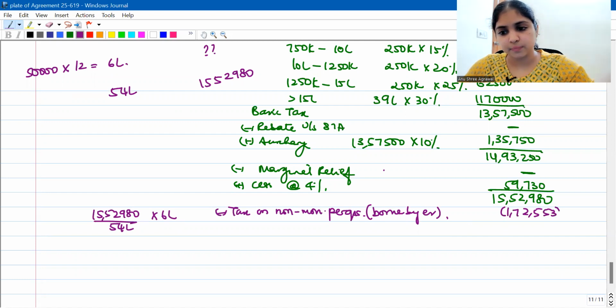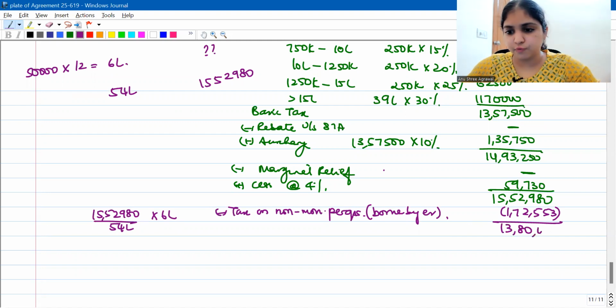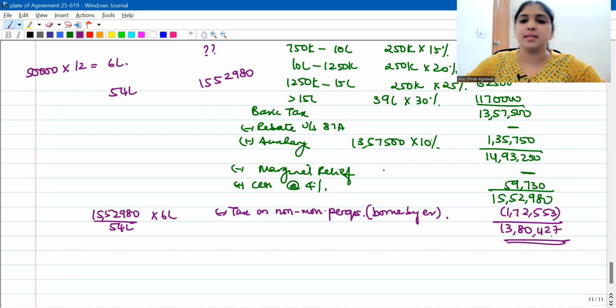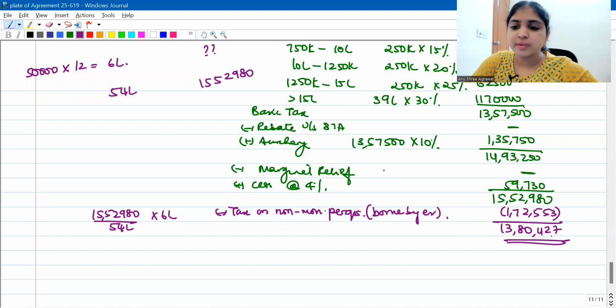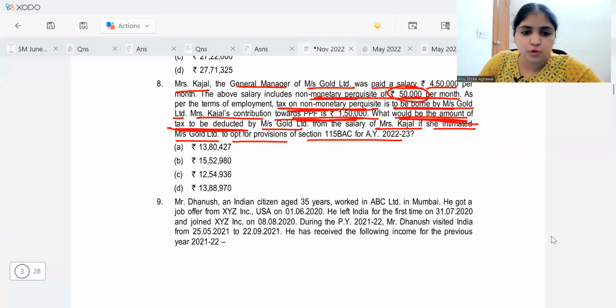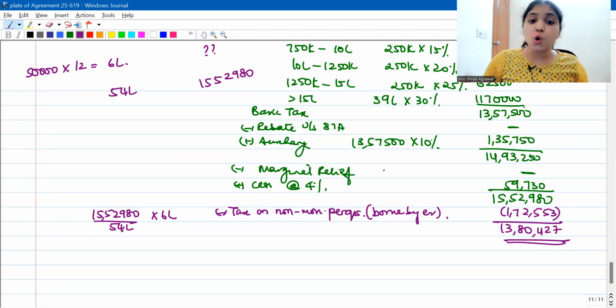That's going to be 1,72,553. Okay, so now if you find the net number, it is going to be 13,80,427. This is the amount which the employer will deduct at source. 13,80,427. Which option? The first option. So what this question tests is just our knowledge on the non-monetary perquisites part.